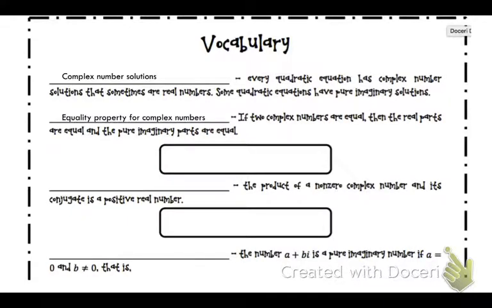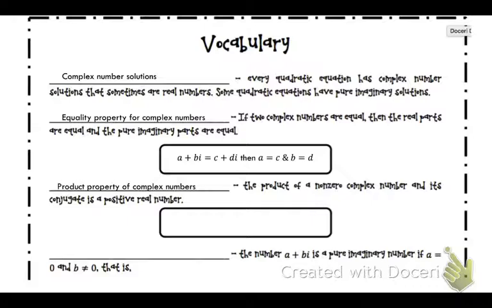Equality property for complex numbers. If two complex numbers are equal, then the real parts are equal and the pure imaginary parts are equal. So say you have a plus bi and c plus di, then a equals c and b equals d. Okay?